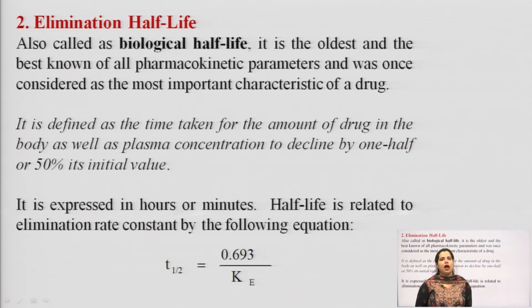It is defined as the time taken for the amount of drug in the body, as well as the blood plasma concentration, to decline by 1/2 or 50% of its initial value. The time taken to reduce to 50% of the initial value in the blood plasma and in the body, we generally term as T half.